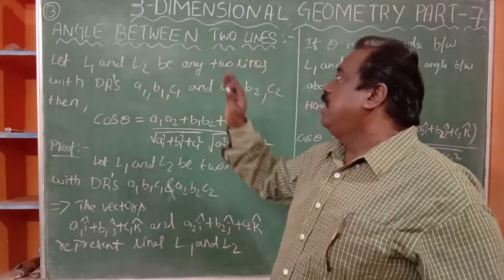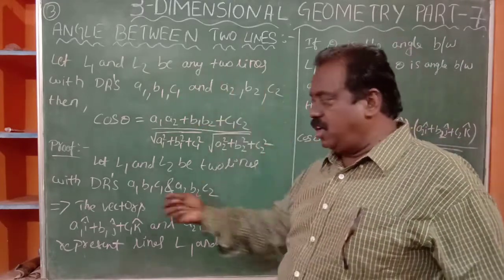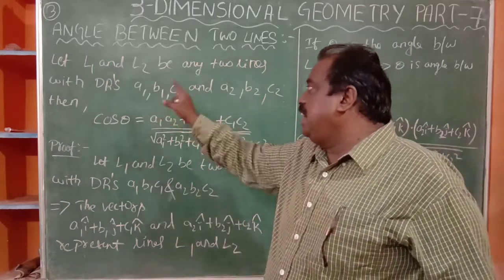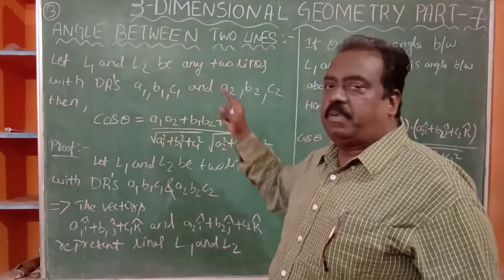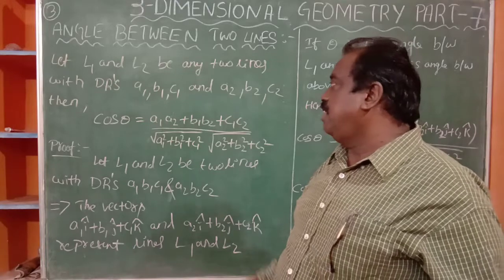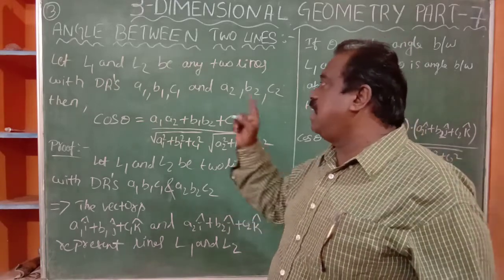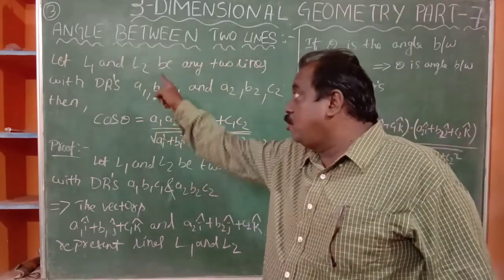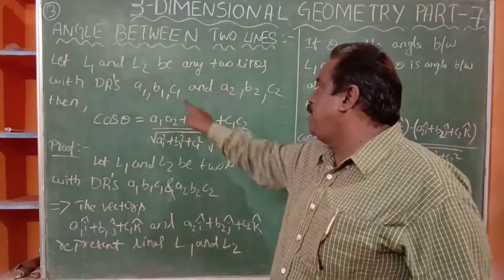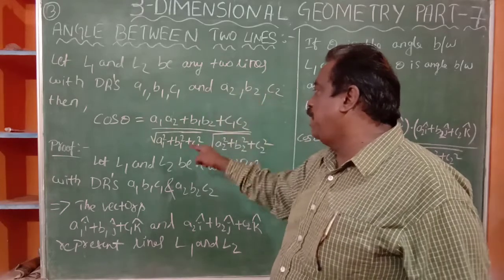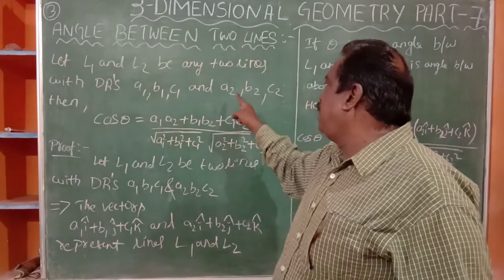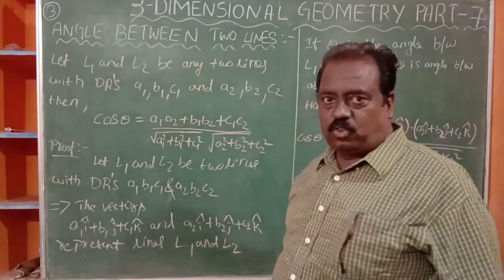L1 and L2 are two lines, say OA is L1 and OB is L2, with DRs A1, B1, C1 and A2, B2, C2. Then we have to show that cos theta, where theta is the angle between those lines, is equal to A1 A2 plus B1 B2 plus C1 C2 divided by the root of A1 square plus B1 square plus C1 square, times the root of A2 square plus B2 square plus C2 square.